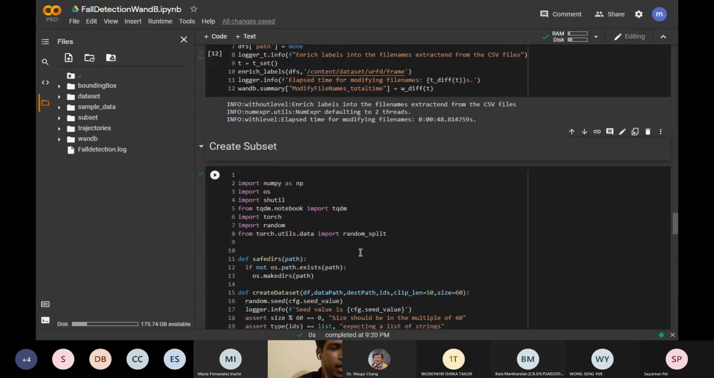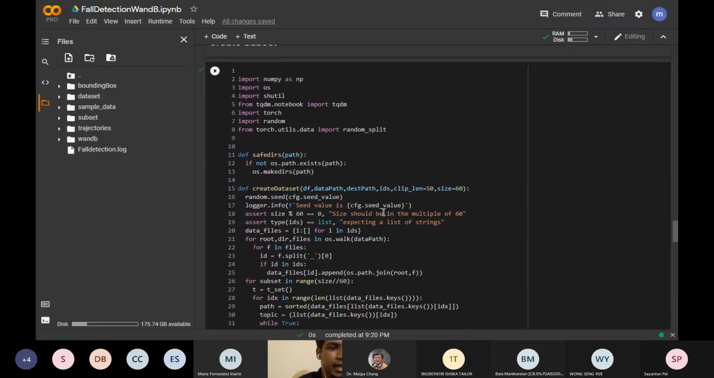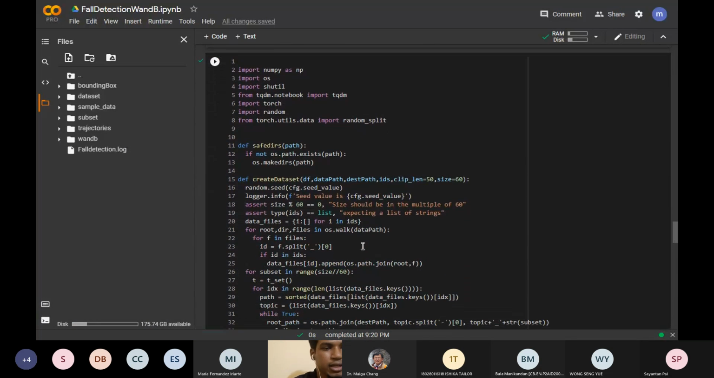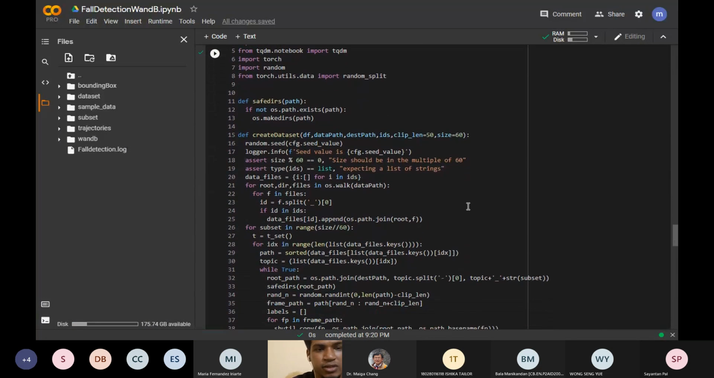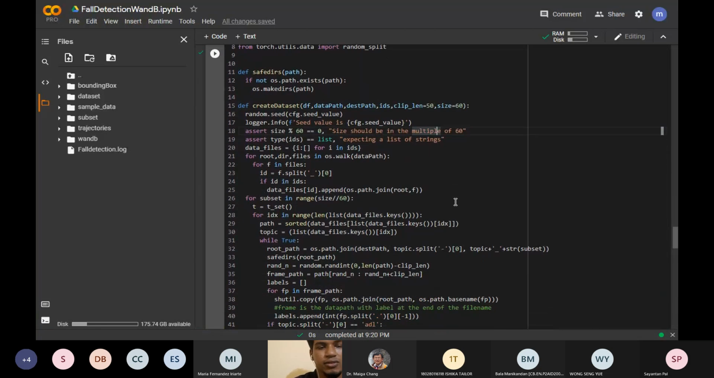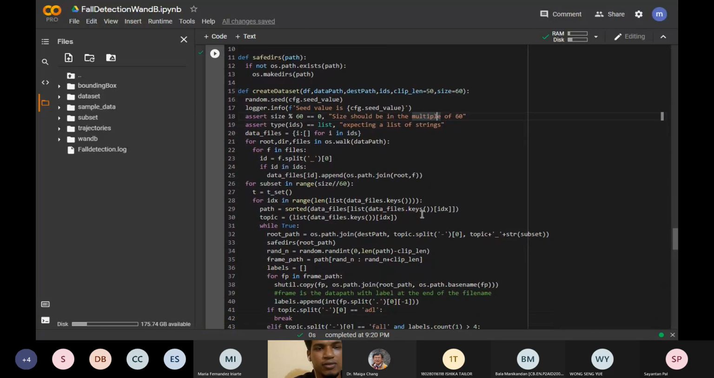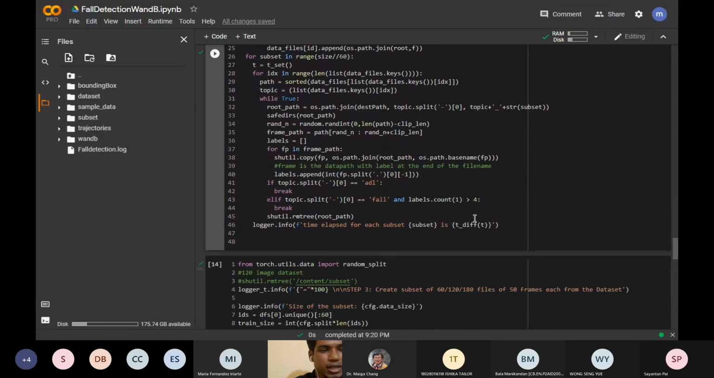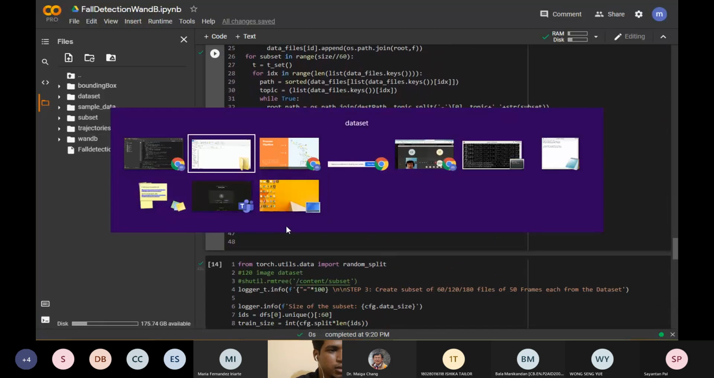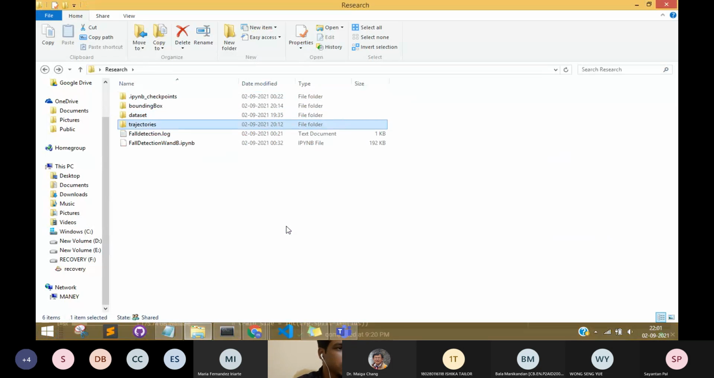Then after that I'll extract the random frames, let's say 50. So if I say the clip length is 50, I'll randomly extract 50 frames. The video may contain something around 300 or 400 frames also. I'll extract a random 50-frame sequence, and then I'll store it in the subset folder. Let me show you the subset folder.